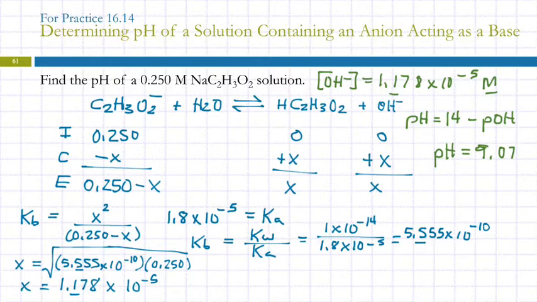You got 9.25? Well, the book got what I got. So I'm going to stick with my answer here. I'm kind of curious, what if we round that? Does it make a difference? You got it?